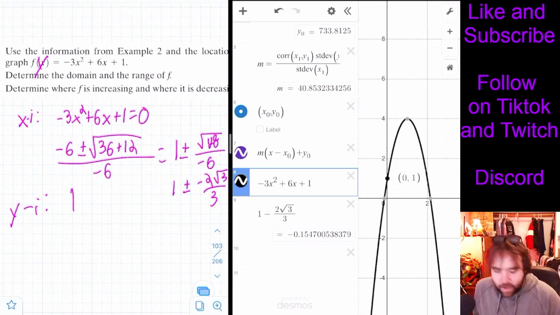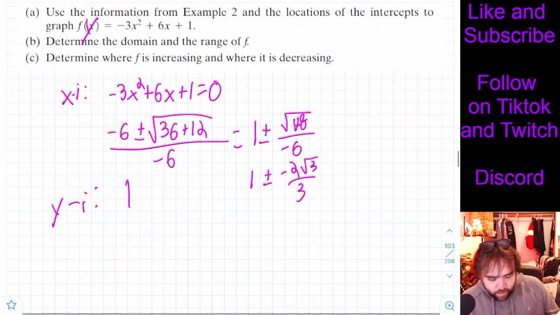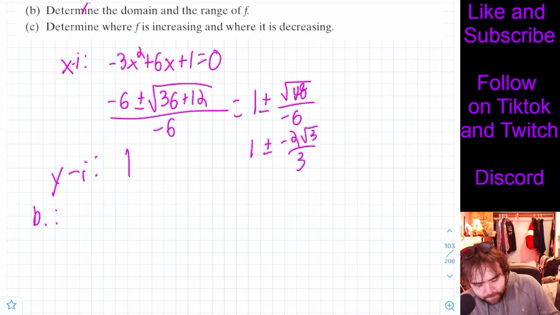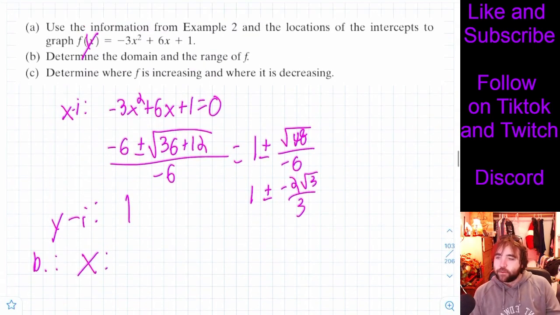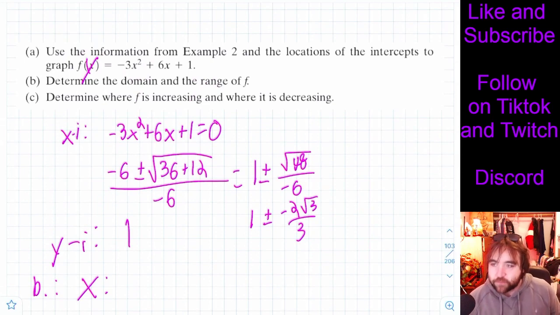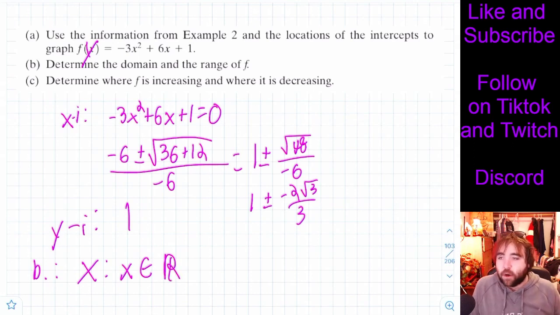Okay, so now the domain and range. We can see it easily from the graph. Remember what those are. The domain is all of the x values. So what are the legal x values you could put into this equation? Well, any of them, right? There's nothing restricting your x values. The domain of any polynomial is all real numbers.